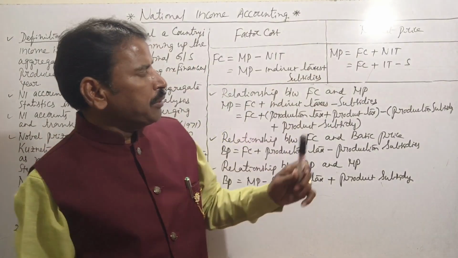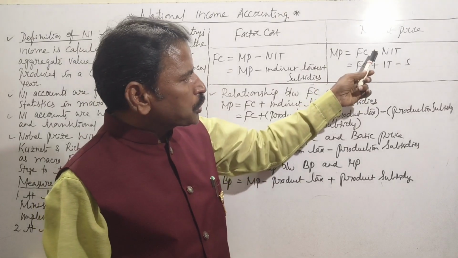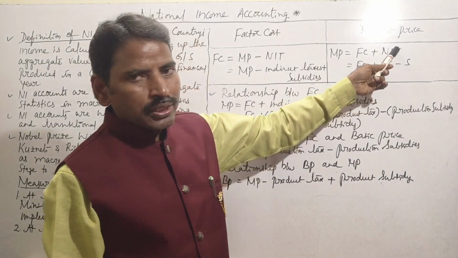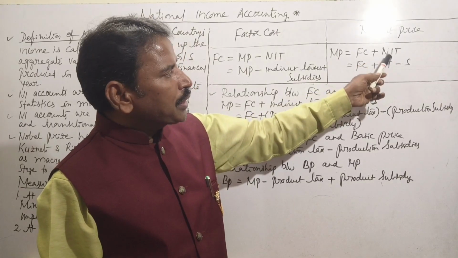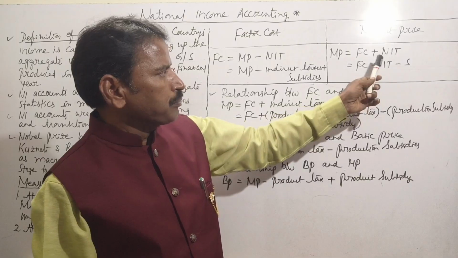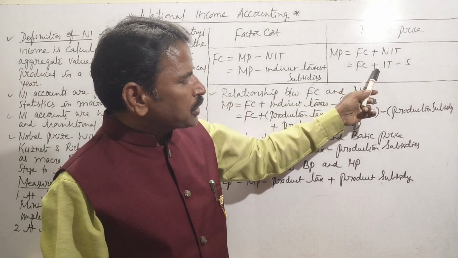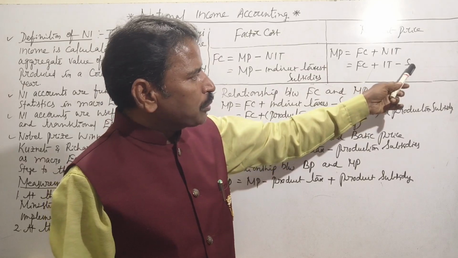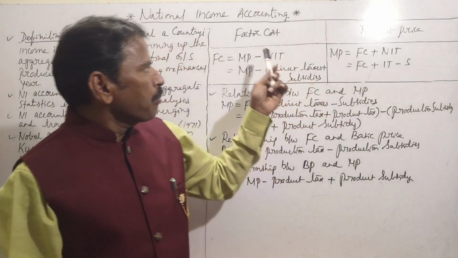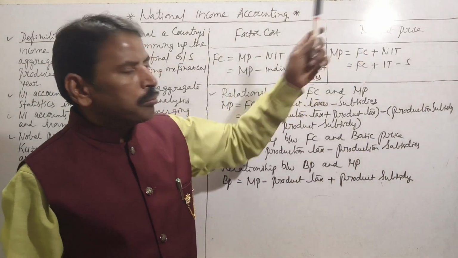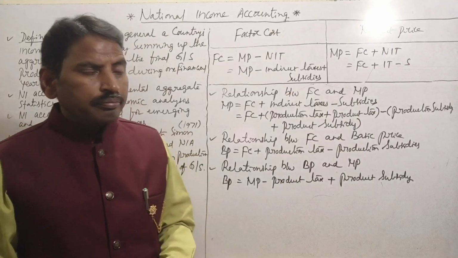On the other side, market price is equal to factor cost plus net indirect taxes. Net indirect taxes means indirect taxes minus subsidies. So market price is equal to factor cost plus indirect taxes minus subsidies. This is the difference between factor cost and market price.